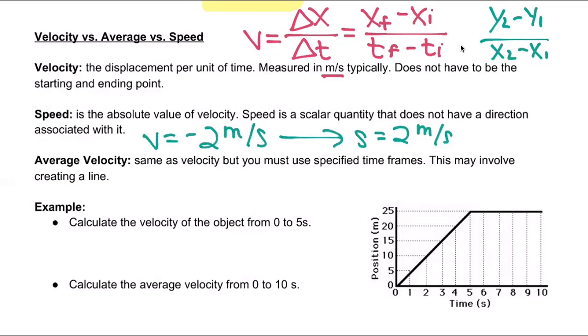Now, average velocity is kind of the same thing as the normal velocity, except we have to use specific time frames. So we're going to do an example of that to kind of help you out understanding what I mean there.